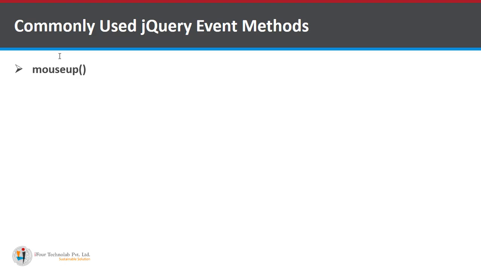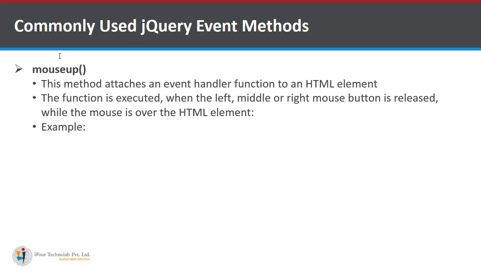Next event is mouse up. This function is executed when the left, middle or right mouse button is released while the mouse is over an HTML element. You can see the following example, which says when a mouse button is released from a p1 element, it fires an alert message.